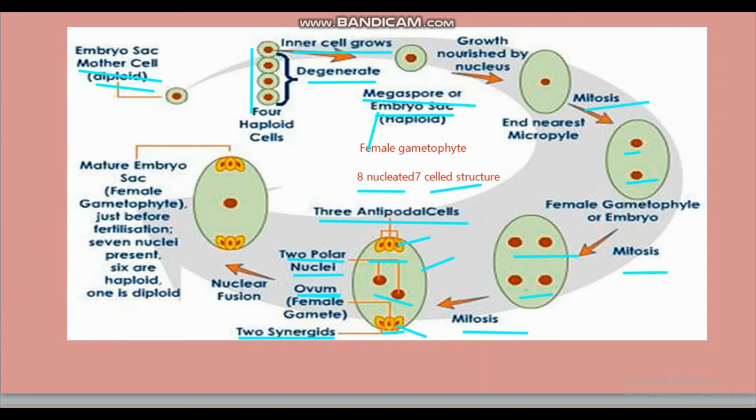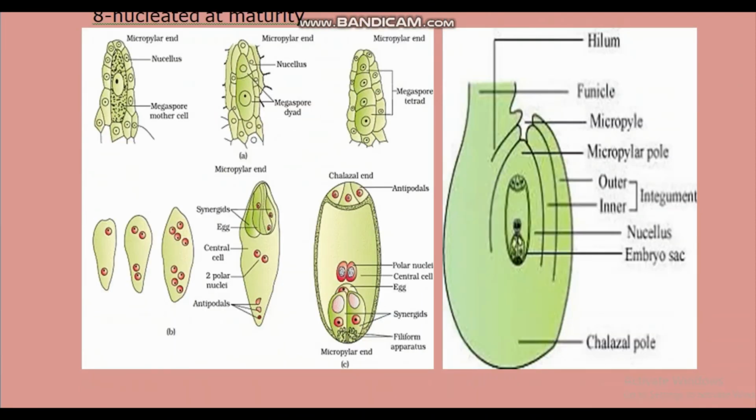So in the mature embryo sac, once again you can see the clear structure: in between, 2 polar nuclei, here 3 antipodal cells, 2 synergids, 1 egg. So 7 celled, 8 nucleated. Now I want to show you the picture from your book. This is the picture. First, 1 megaspore mother cell. This is the megaspore mother cell, once again in the nucellus part, I told you this is the nucellus.